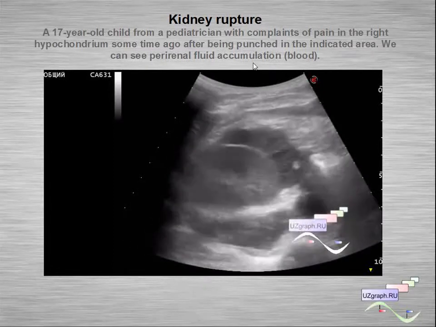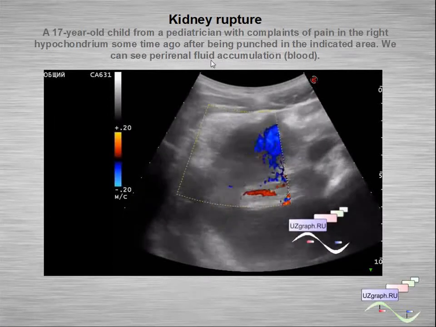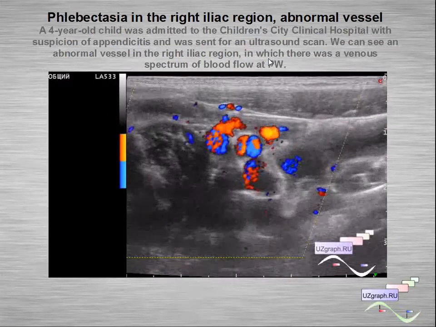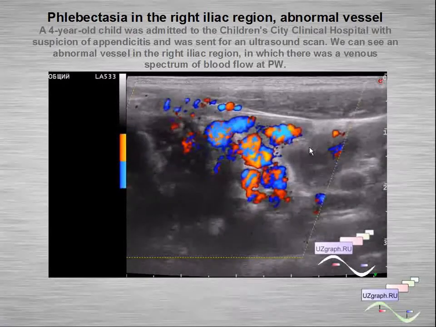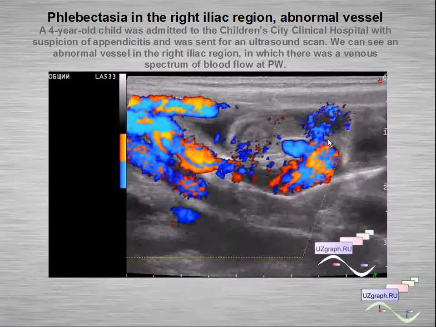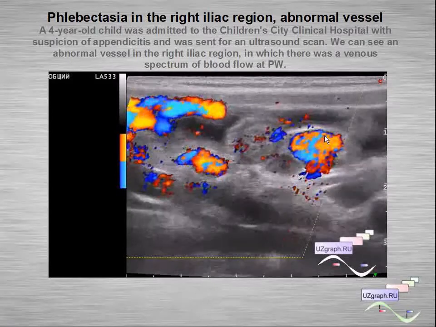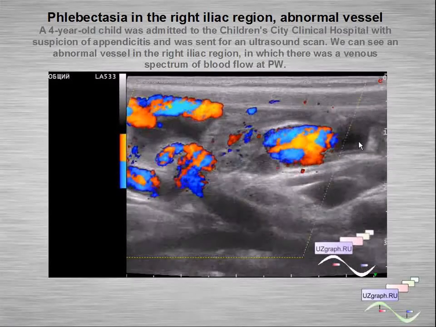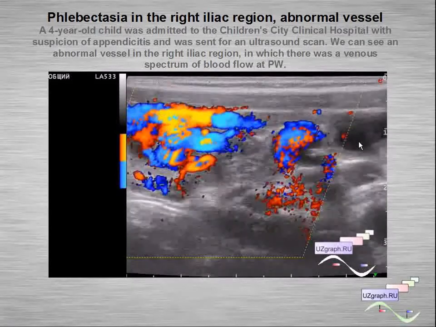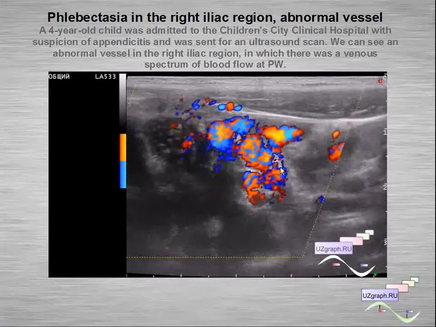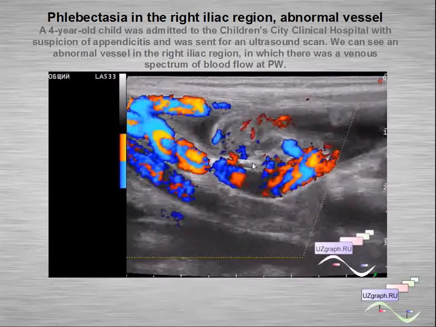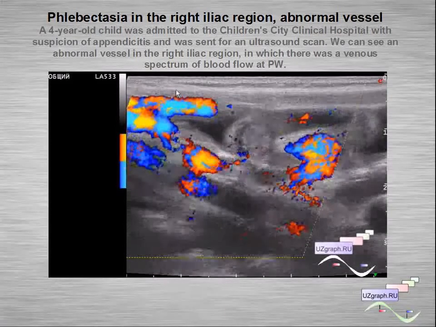Okay, another strange case, a 4-year-old child with suspicion of appendicitis, and no appendicitis here, but there is an abnormal vessel with venous spectrum of blood flow on pulse wave Doppler.